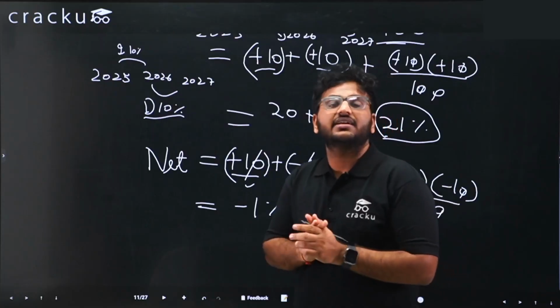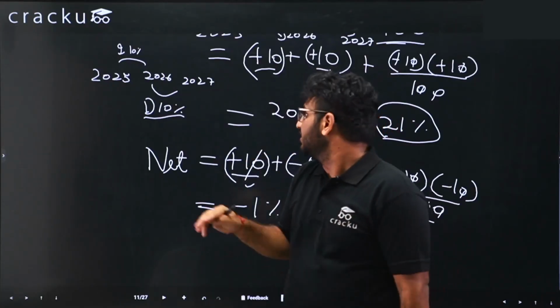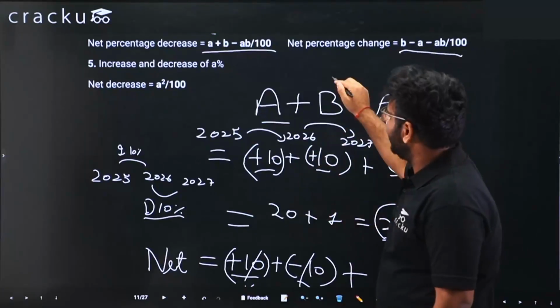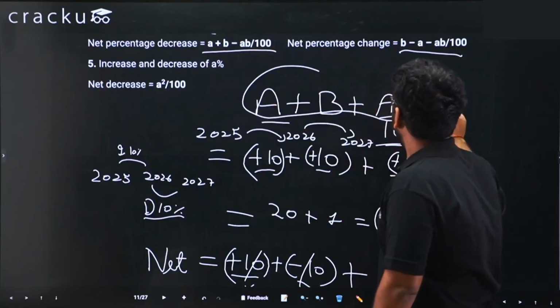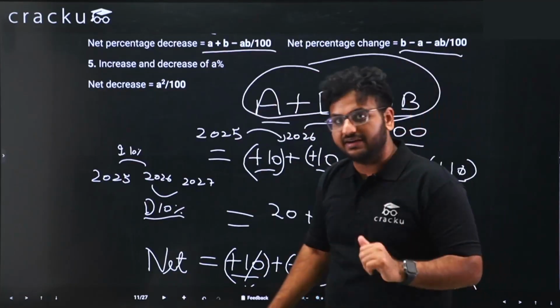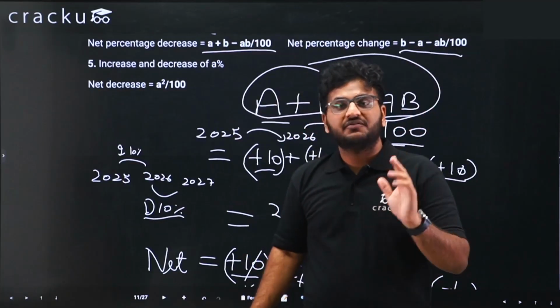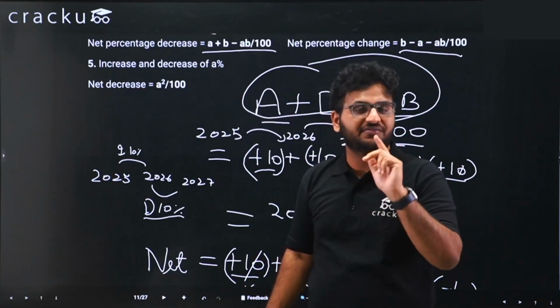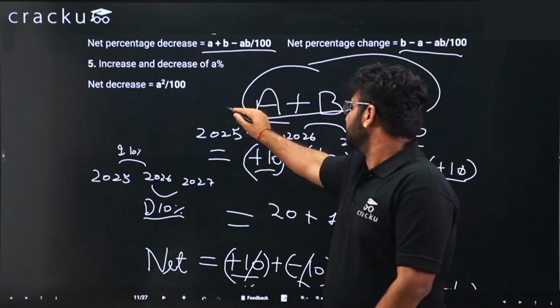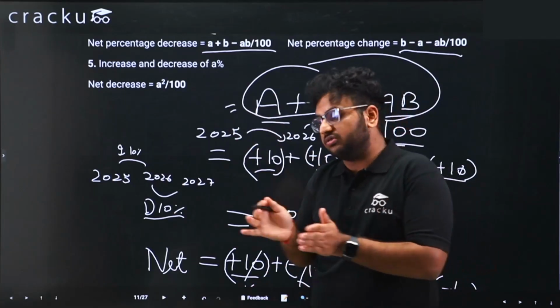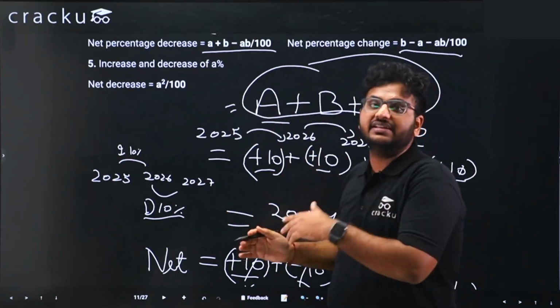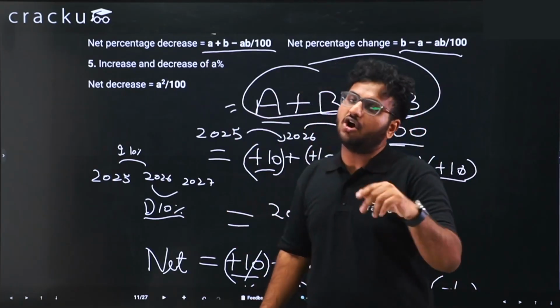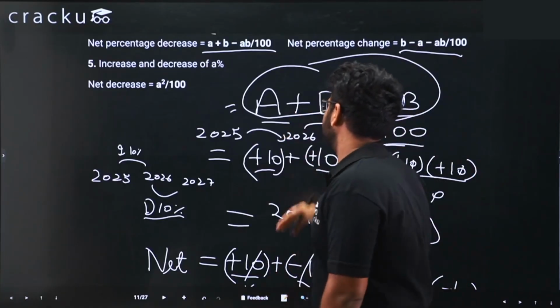So basically what we have to remember is only one formula, A plus B plus AB divided by 100. We will add if it is increasing and we will subtract if it is decreasing. So this is the formula when two successive percentages are increased or decreased, or increase decrease, or decrease increase. So remember this one formula.